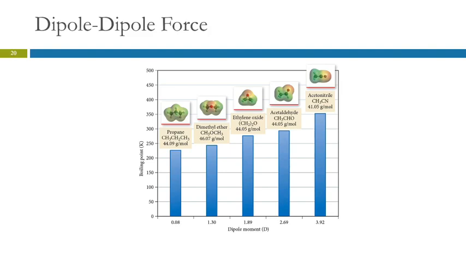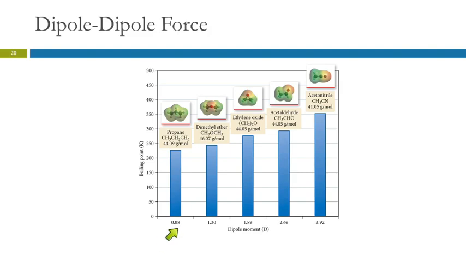Here's another graph comparing boiling points. Here we're looking at dipole moment, so that's a measure of how polar these molecules are. We've chosen 5 different compounds that are similar in size, because if we compare something with a very large molar mass to something with a small molar mass, then dispersion force strength could become a factor as well. Because these are all roughly the same size, we don't have to worry about dispersion forces. All we're seeing is a difference in the strength of the dipole-dipole force.